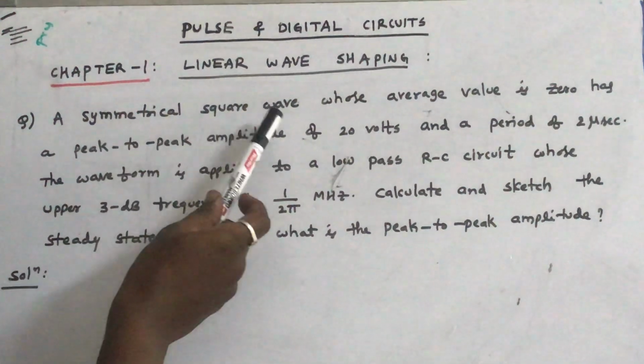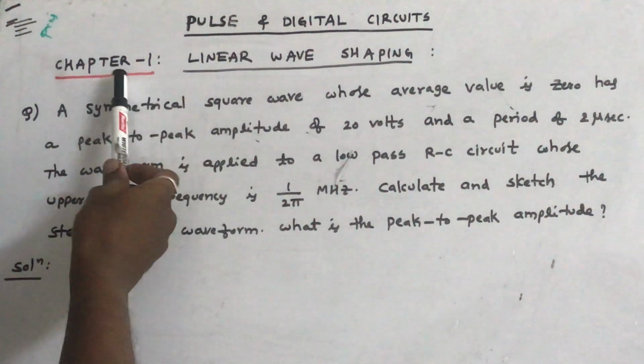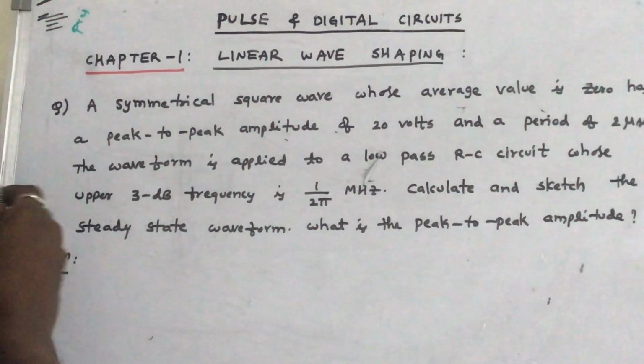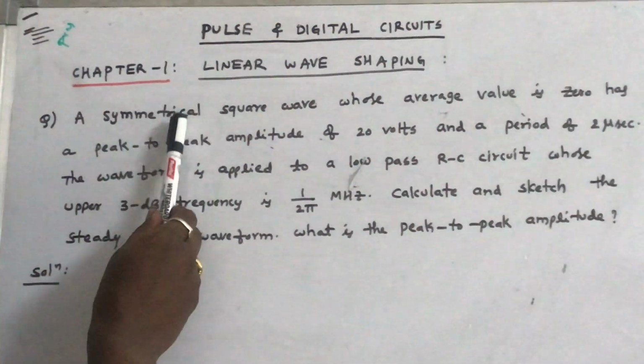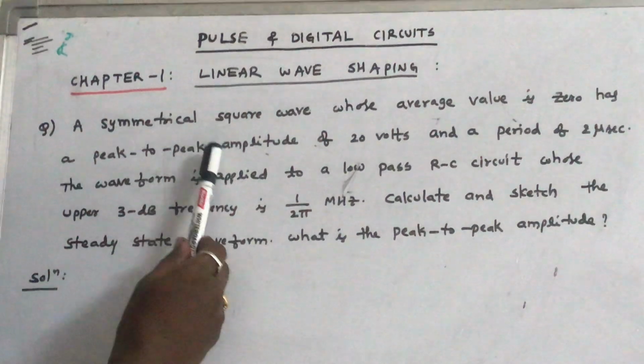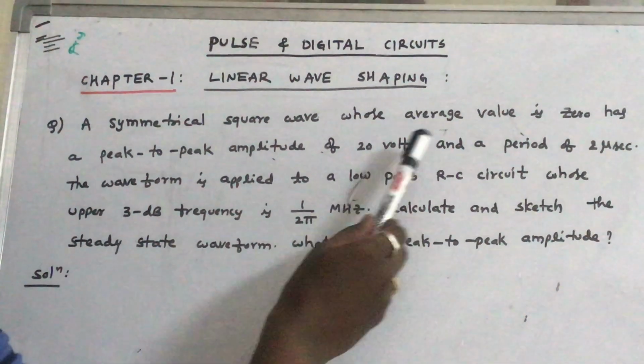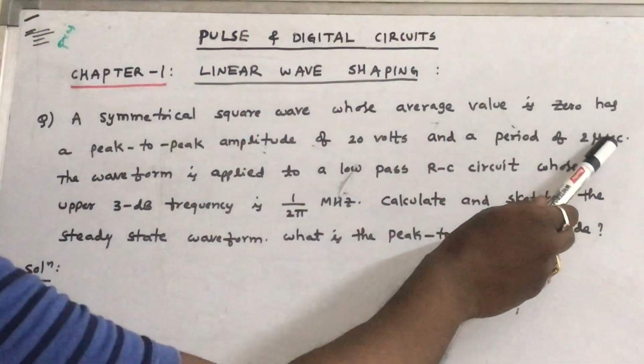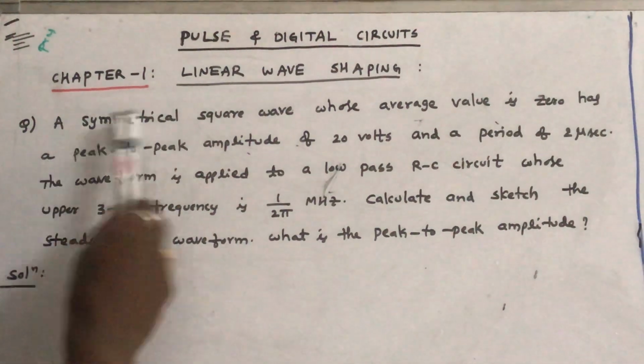Today we will see the problems from chapter 1, linear wave shaping. The question is like this: a symmetrical square wave whose average value is 0 has peak to peak amplitude of 20 volts and a period of 2 microseconds. So this is the input waveform.